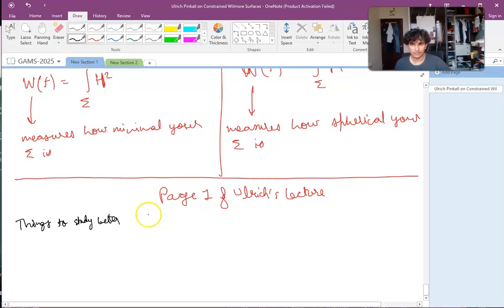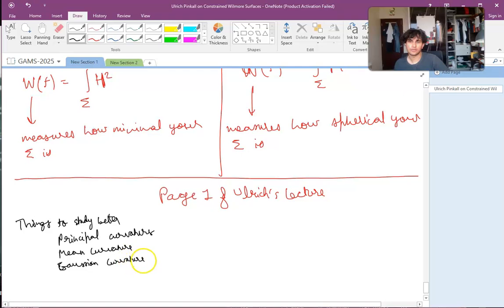And let me write that down. So we want to understand principal curvatures. We want to understand mean curvature. And we want to understand Gaussian curvature. Okay, what else is there?